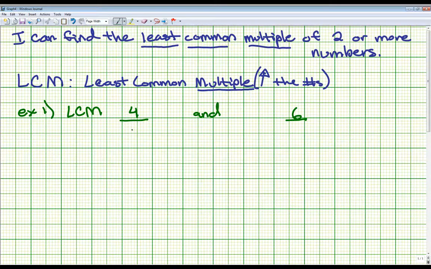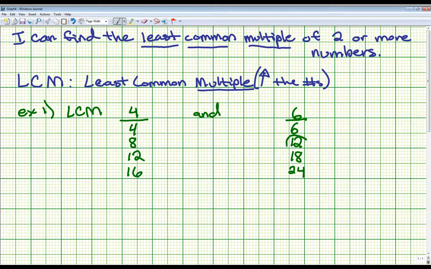So the first multiple of 4, remember we're going above the numbers, is the actual number itself, so 4. Now we're going to count by 4s and list a few more of these. So if we count 4s, we have an 8 and a 12, 16. So there's a few of the multiples of 4. If we go over here and list some 6s, we're going to start with the number itself. So we start with 6. So now we're going to add 6s each time. So we have 12, 18, 24.